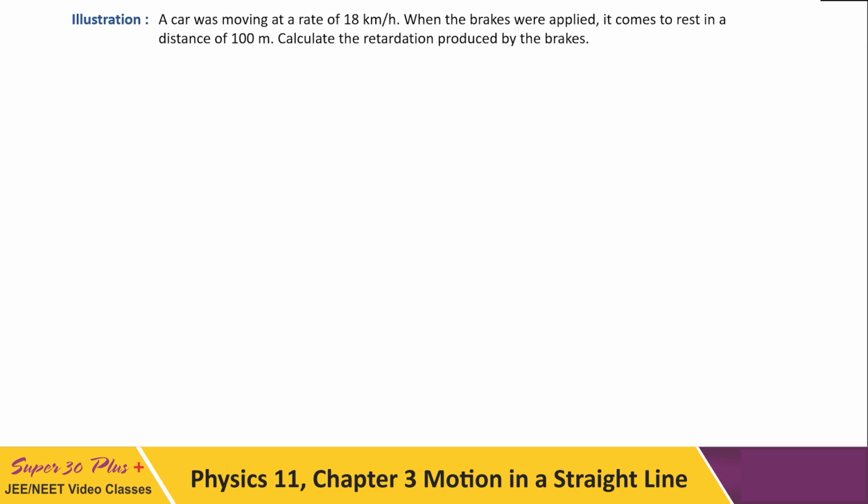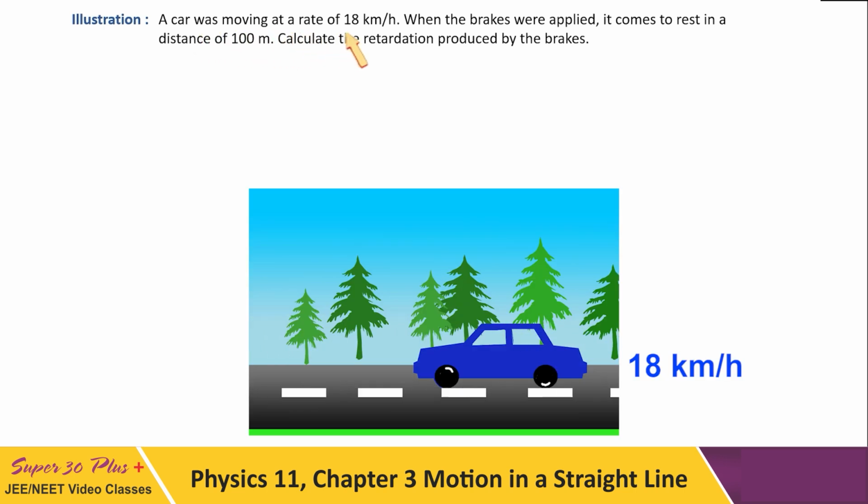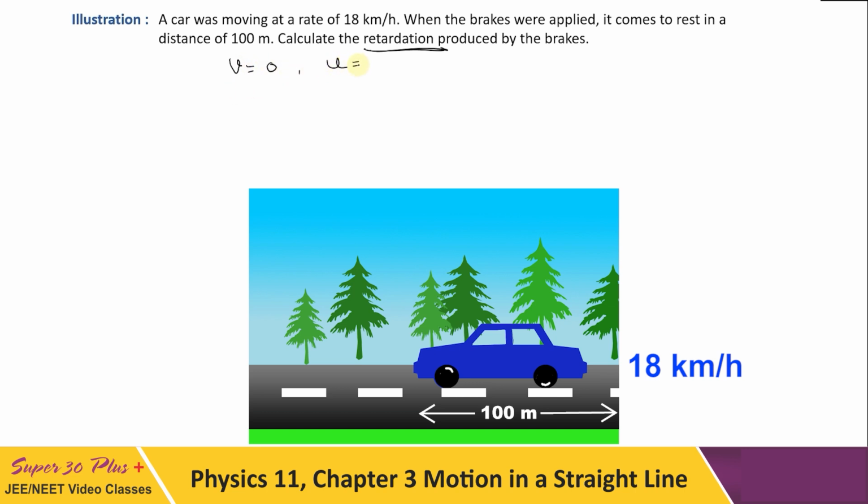The first illustration is, it is saying a car is moving at a rate of 18 km per hour, and when the brakes are applied, it comes to rest in a distance of 100 meter. What is retardation produced by the brakes? So here, since it is being stopped, of course final velocity has to be 0. And what about the initial velocity? That is given, 18 km per hour. So first convert it to meter per second.